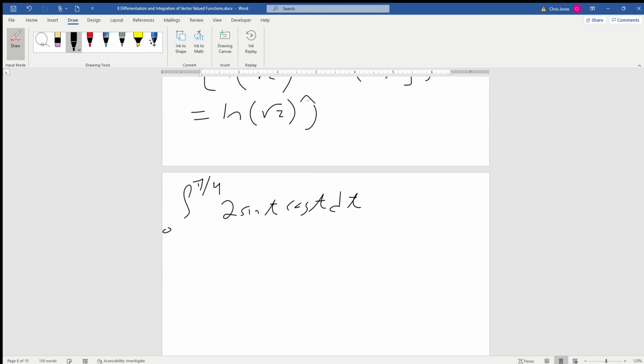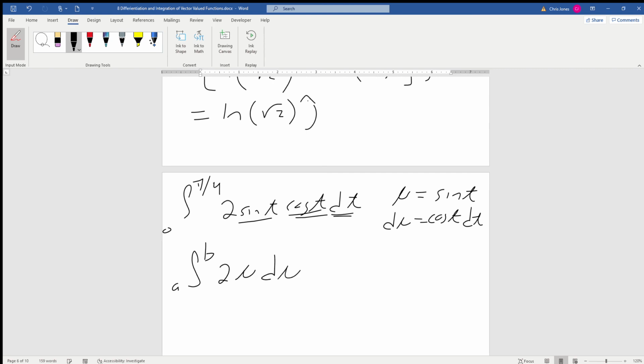Now, to be able to evaluate this one, it's not basic, so we would probably need to utilize a u substitution. So I'm going to start by letting u be equal to sine of t, because I know the derivative of sine is cosine. And because we're taking it with respect to t, it'll actually be cos t dt. So du is cos t dt. And so we end up with the integral, not from 0 to pi fourths, but from a to b, of 2u du. So sine t became u, cos t dt became du.